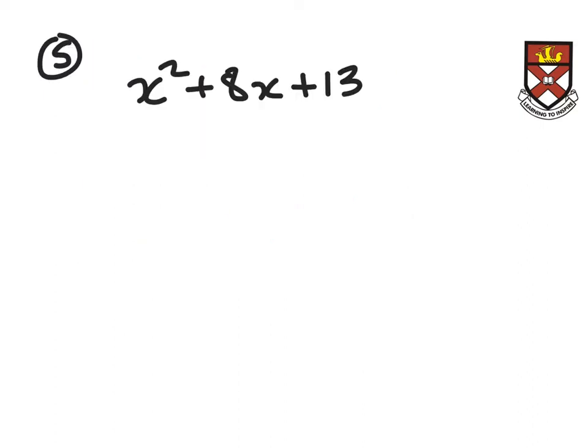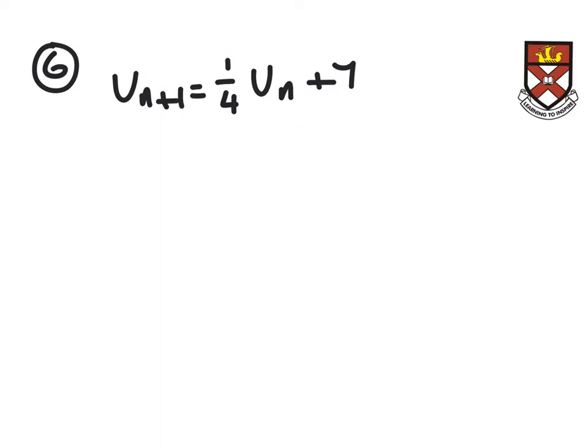Question 5. Need to complete the square on this. So x add 4 inside the brackets, because remember we half that number, squared. That would mean that 4 squared is 16. How do I get from 16 back to 13? By taking away 3.